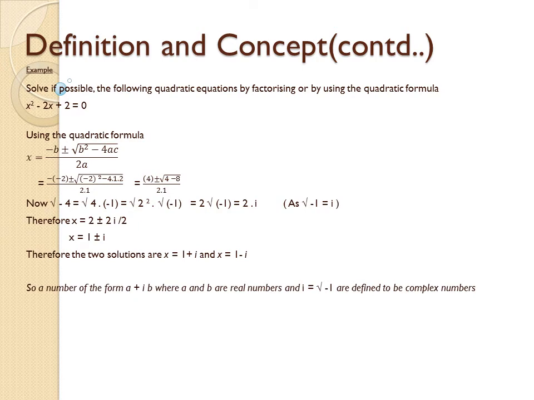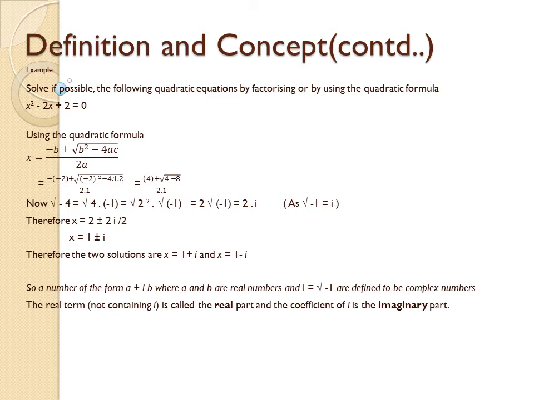So a number of the form a plus ib, where a and b are real and i equals root over minus 1, is defined to be a complex number. So this is the simplest definition I have ever seen. That is, a number of the form a plus ib, where a and b are real numbers and i equals root over minus 1, is defined to be a complex number.